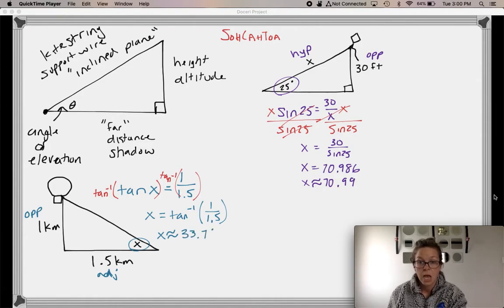So we're going to say 33.7 degrees. And I realized on the last answer, I did a little bit of a no-no in that I didn't label my answer. So feet, right? You always want to label our answers. So feet on that one.